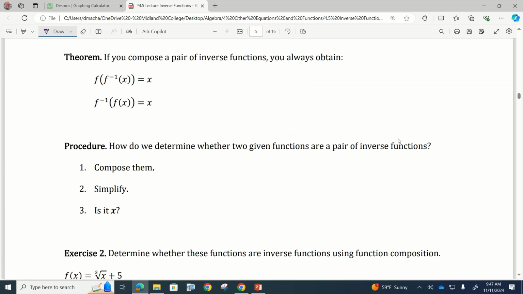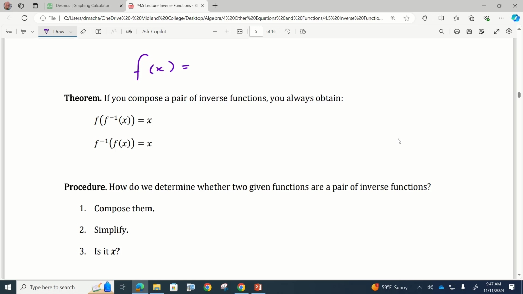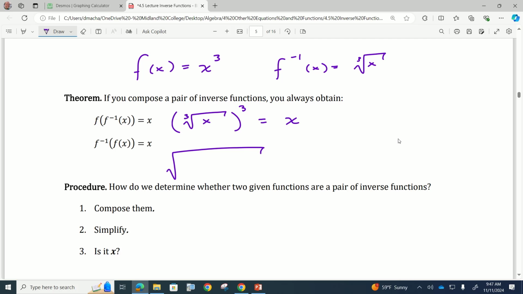If you compose a pair of inverse functions, like if I say f composed with f inverse of x, then whenever I write them out composed and I simplify as much as possible, I just get plain old x back, right? To use my previous example, this would be the cube root of x cubed, but that would just be x. And then likewise, this next one, if I were to take f inverse of f of x, this would be the cube root of x cubed, which is x.